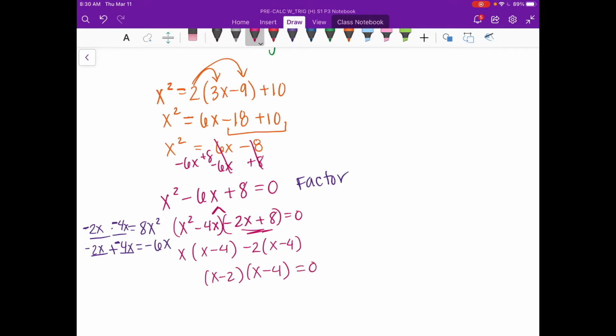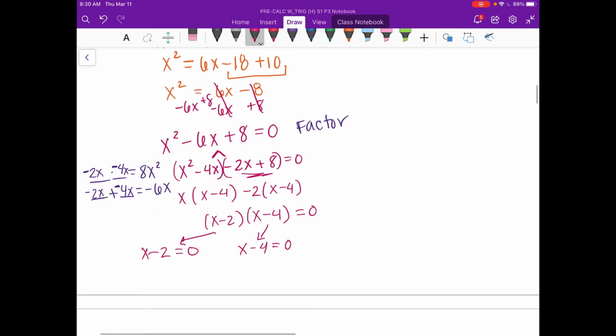Okay, I'm going to set those factors equal to 0. So I'm going to take the x minus 2, set it equal to 0, and I'm going to take the x minus 4, set it equal to 0. So I have x equals positive 2 and x equals positive 4. Now, I need to find where they intersect, okay? So I need to figure out my y value. These are my x values. I'm going to have 2 points of intersection.